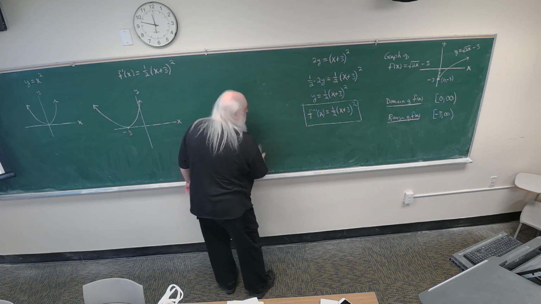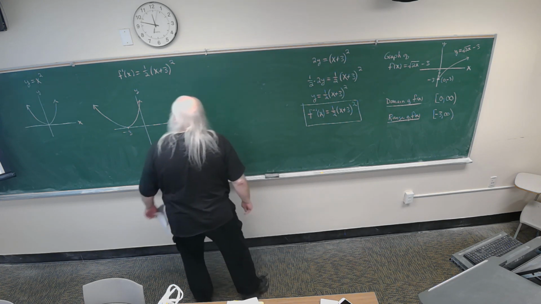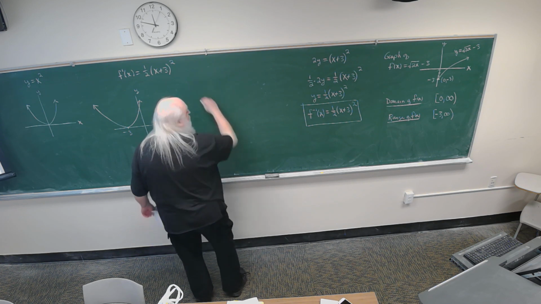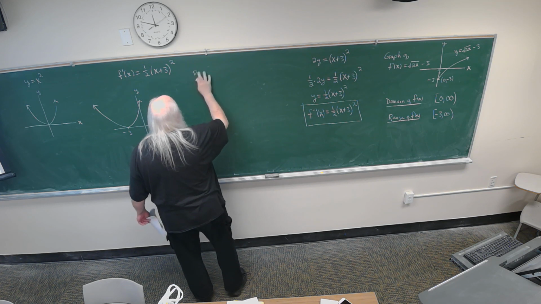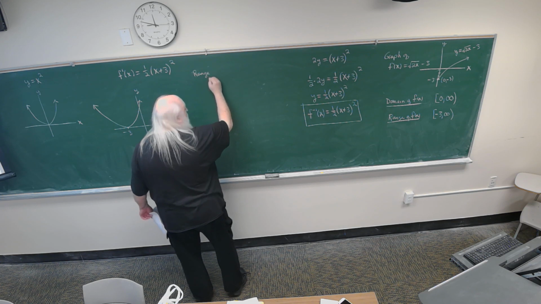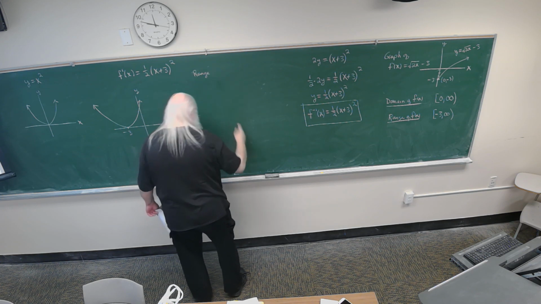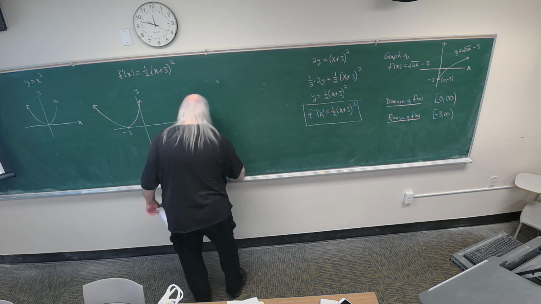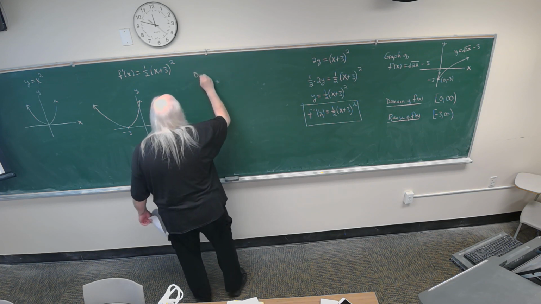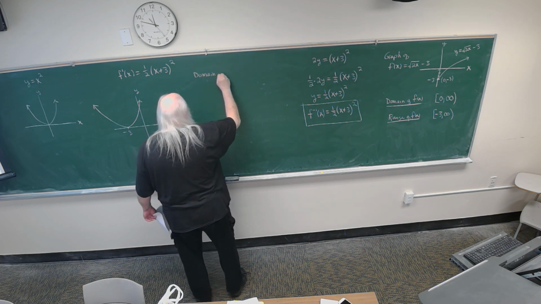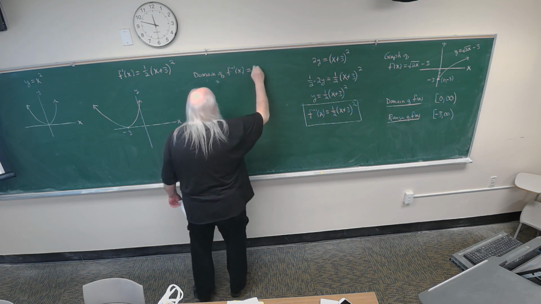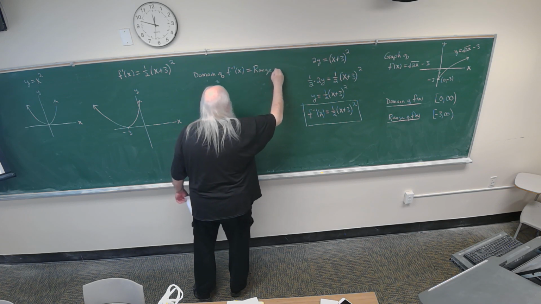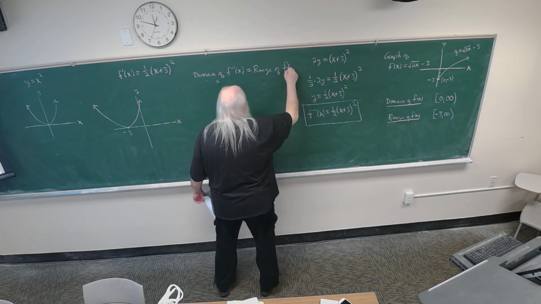So we calculated the domain and range of f inverse based on what we know about the graph of the square root function. Right? So the domain of f inverse equals the range, the domain of f inverse. I'm saying this right and it's wrong. The domain of f inverse of x equals the range of f of x, right?